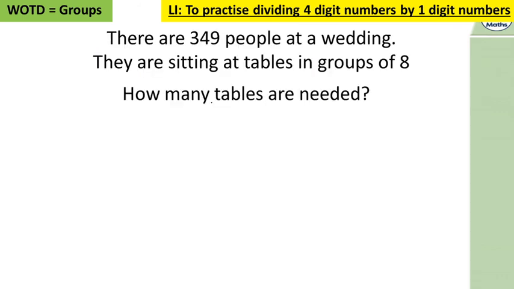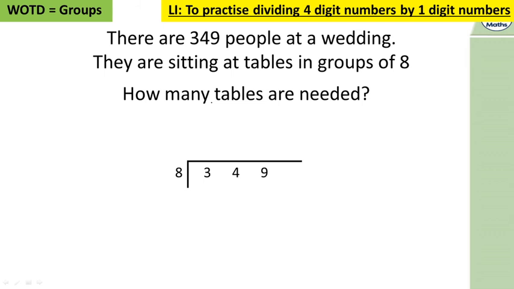Okay, there are 349 people at a wedding. They are sitting at tables in groups of 8. How many tables are needed? So just have a quick think to yourself, what is the calculation you are doing? We're going to have to do 349 people divided by 8 tables.